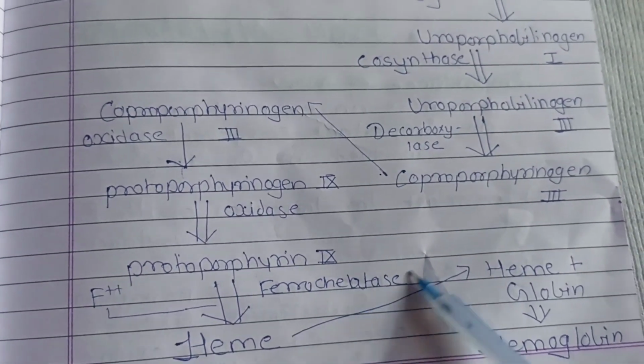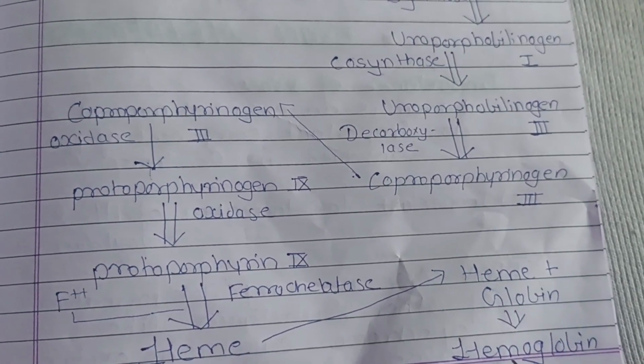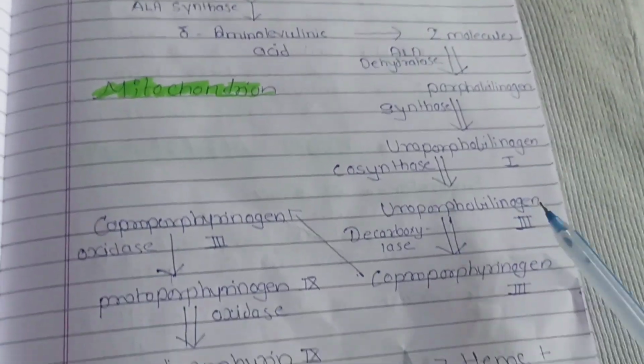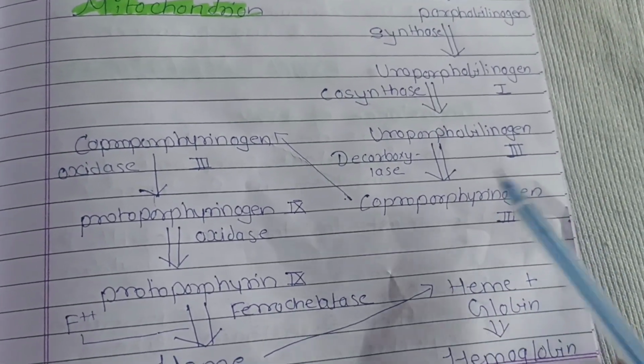Clear? Then heme plus globin together will form hemoglobin. So this was the synthesis of heme. Now we will see the synthesis of globin. Okay.